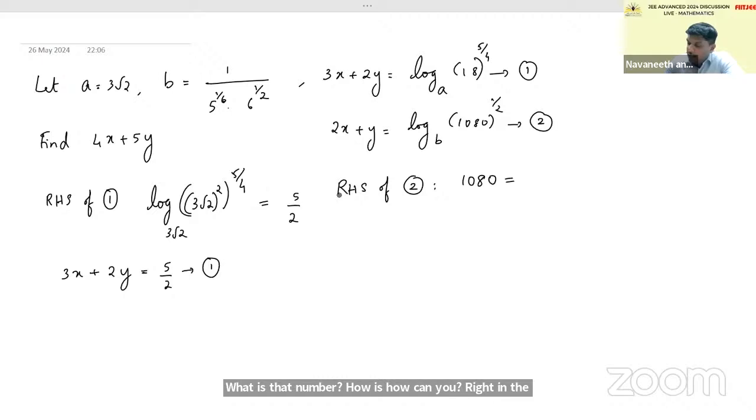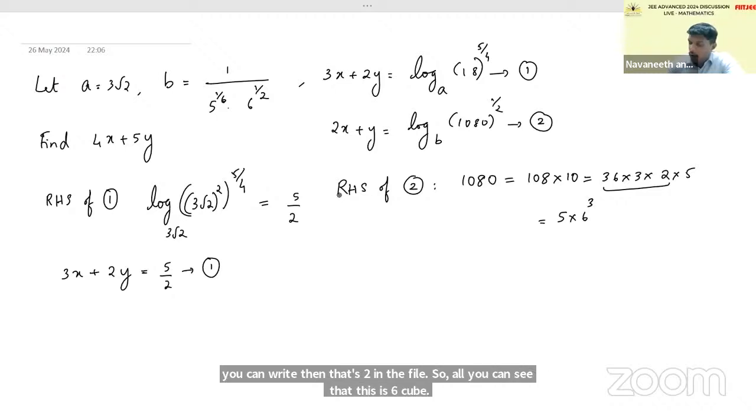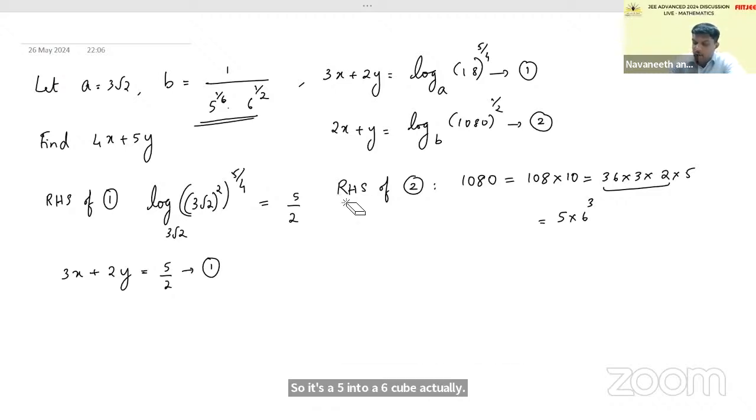So 1080 is actually, if you see, 108 into 10, and 108 is 36 times 3, and you can write the 10 as 2 into 5. So overall, you can see that this is a 6 cube. So it's a 5 into a 6 cube actually. Why am I writing like that? Because in the B also we have 5 and 6 there, isn't it?